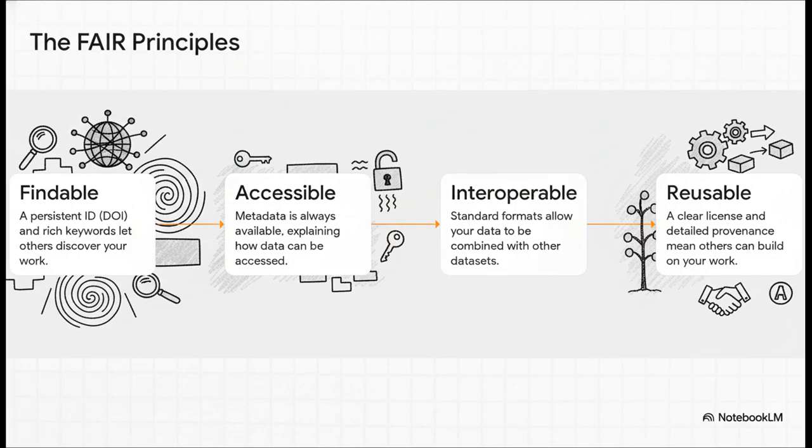It's the engine that makes FAIR happen. It makes your data findable because it includes things like a permanent DOI and good keywords. It makes it accessible by explaining how to get the data. It ensures it's interoperable by using standard formats so it can play nicely with other data sets. And finally, it makes it reusable by providing a clear license and all those juicy details about your methods.